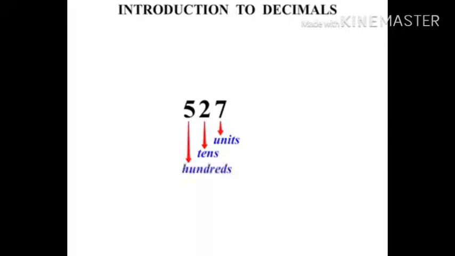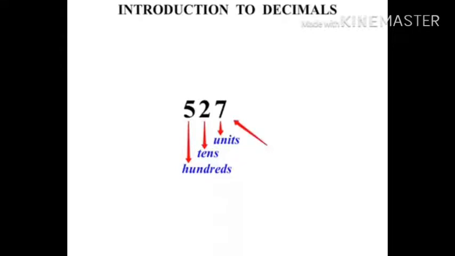In this lesson, we look at an introduction to decimals. Now let's consider this number firstly, 527. All right, we've seen whole numbers before, where that 7 would be in the units column, the ones column, the 2 is in the tens column, and the 5 is in the hundreds column. Okay, that's not new, we've seen that plenty of times.